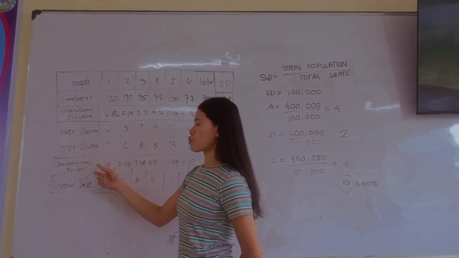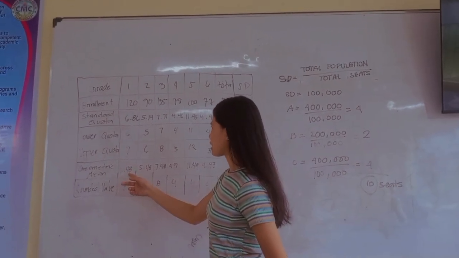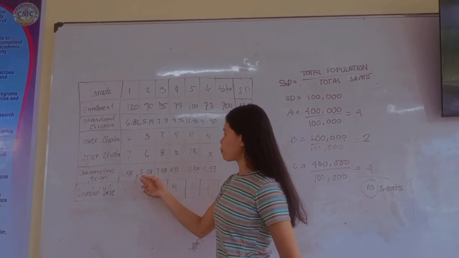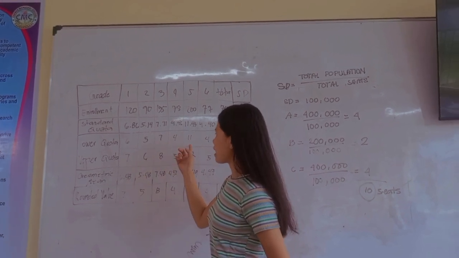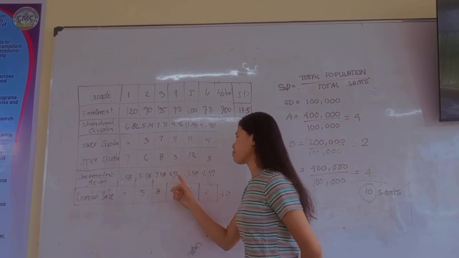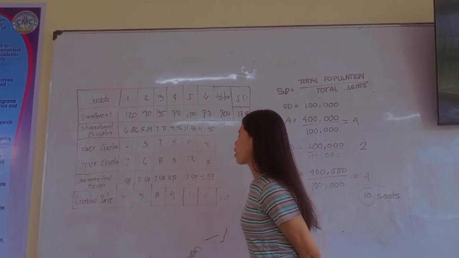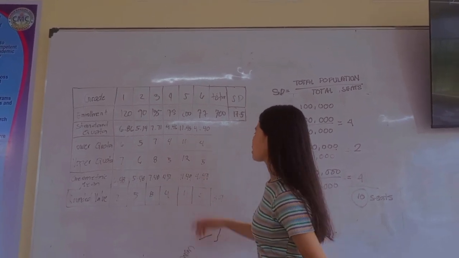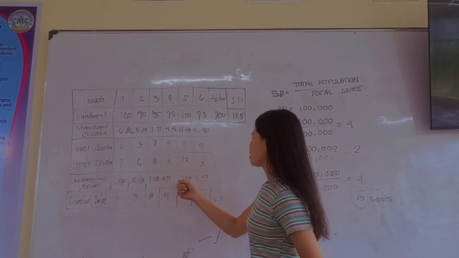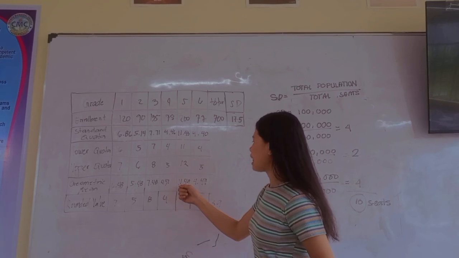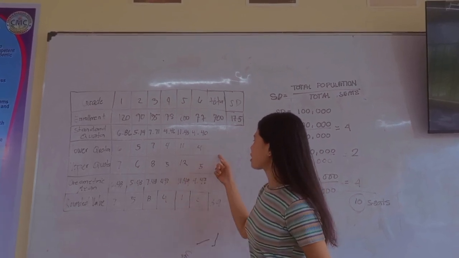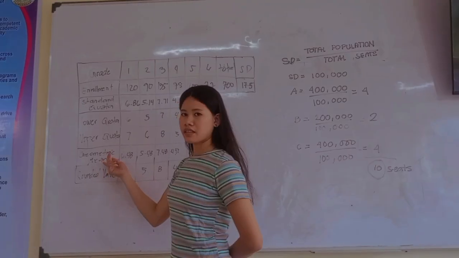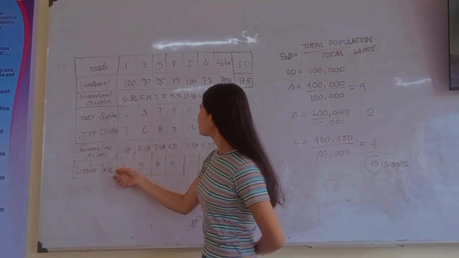The square root of 6 times 7, that's why we get 6.48. The square root of 5 times 6, that's why we get 5.48. The square root of 7 times 8, that's why we get 7.48. The square root of 4 times 5, that's why we get 4.47. The square root of 11 times 12, that's why we get 11.49. The square root of 4 times 5, that's why we get 4.47. And the geometric mean, that's why we get 7.